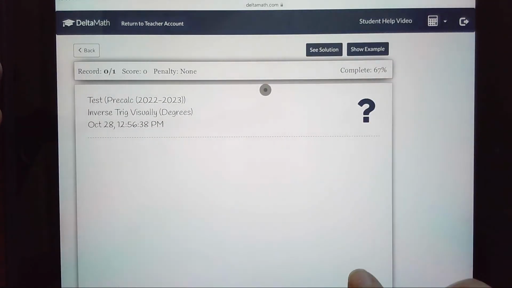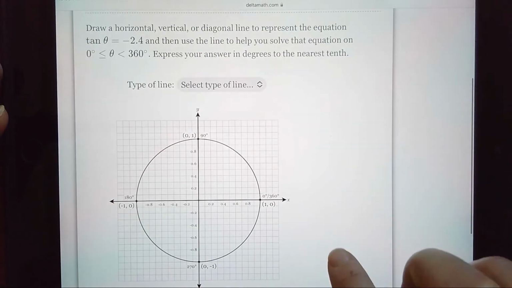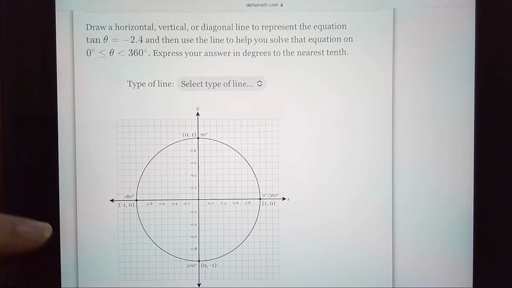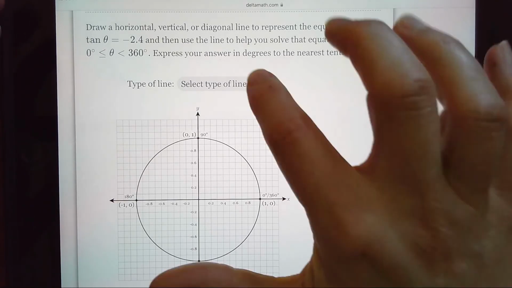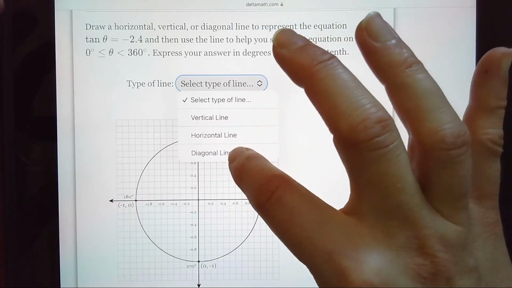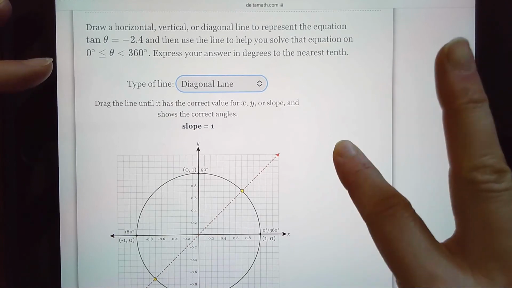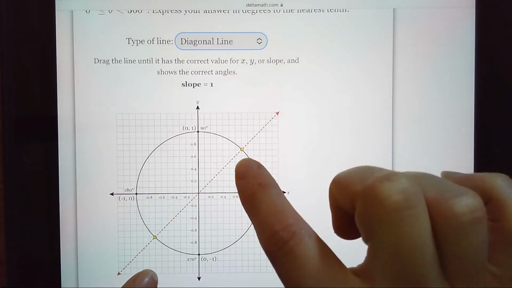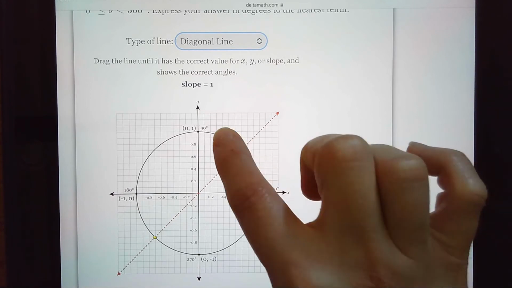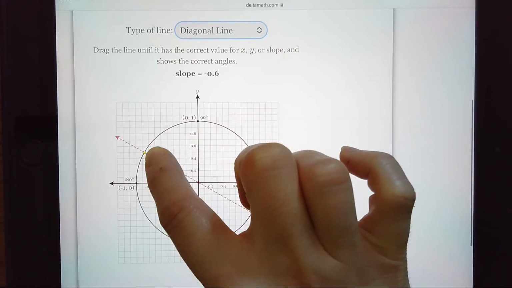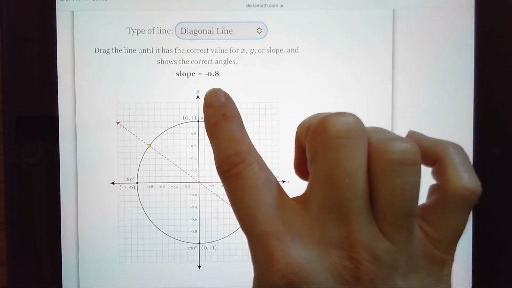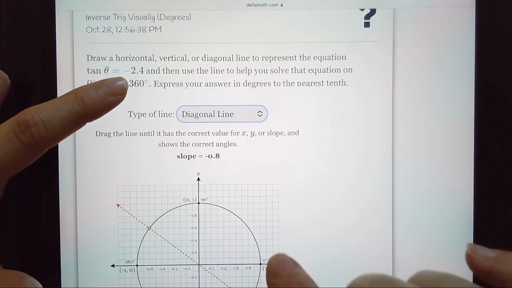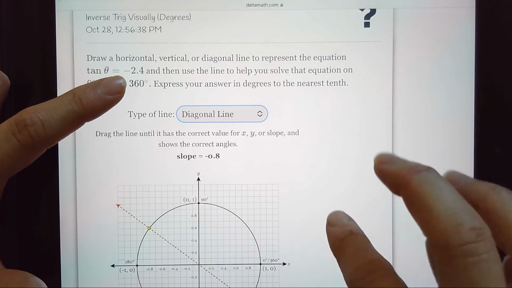And one more, that's a tangent. So tangent is y over x, like slope. Remember, change in y over change in x is slope. So you will select a diagonal line, and this helps you remember that tangents are the same values diagonally. So it's positive in quadrants 1 and 3. It's negative in quadrants 2 and 4. See the slope changing? Okay, and so they want the change in y over the change in x, or the slope, to be negative 2.4.